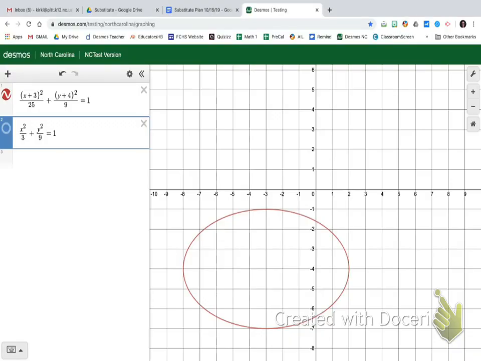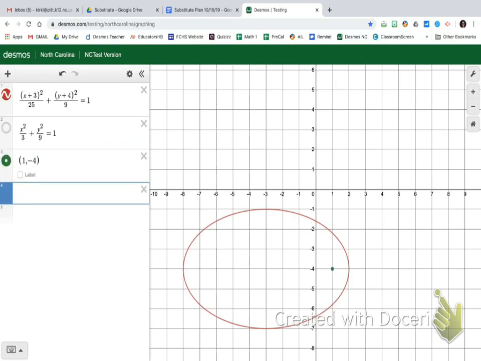I can see that my foci in this particular problem, we said, is going to be at 1, negative 4. And the other one was at negative 7, negative 4. And I can still see those two foci. Okay?